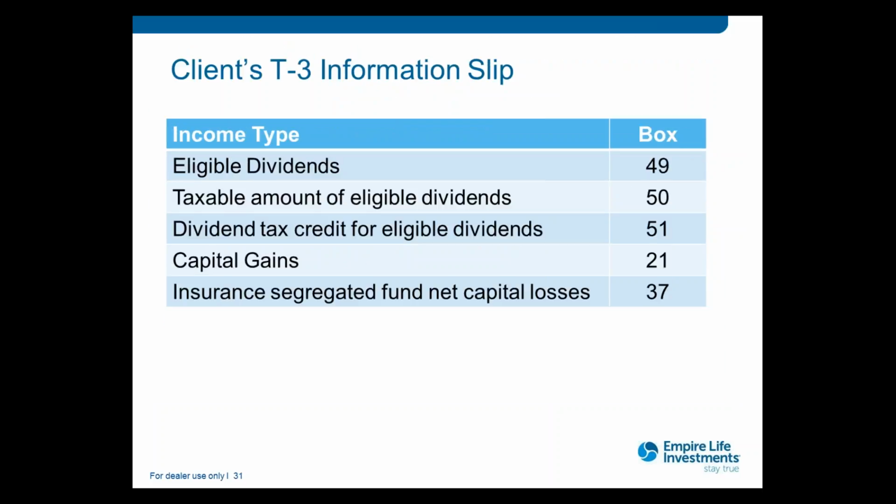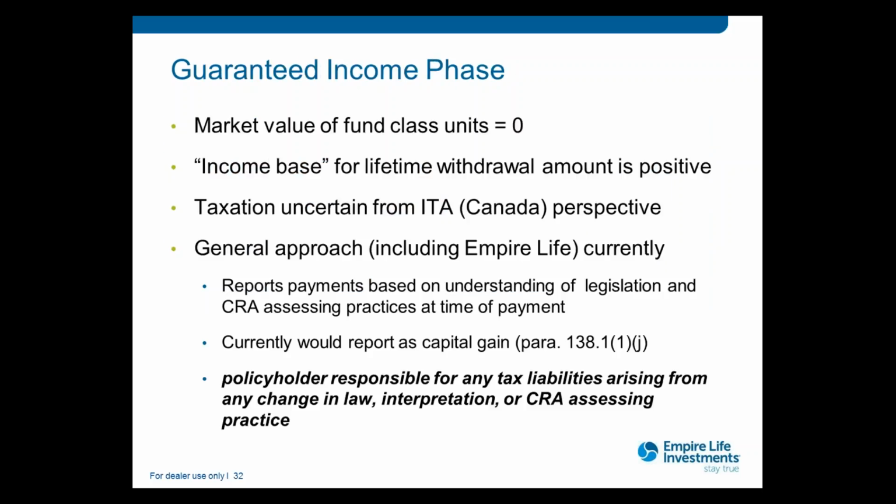So the client's tax slip, again, will report eligible dividends, the taxable amount of the eligible dividends, the dividend tax credit on those eligible dividends, capital gains, and in the case of insurance segregated funds, whether we're dealing with a regular segregated fund or a guaranteed withdrawal benefit plan, will also report net capital losses. Now, what happens if you're dealing with a guaranteed withdrawal benefit plan and the market value of the fund class units drops to zero?